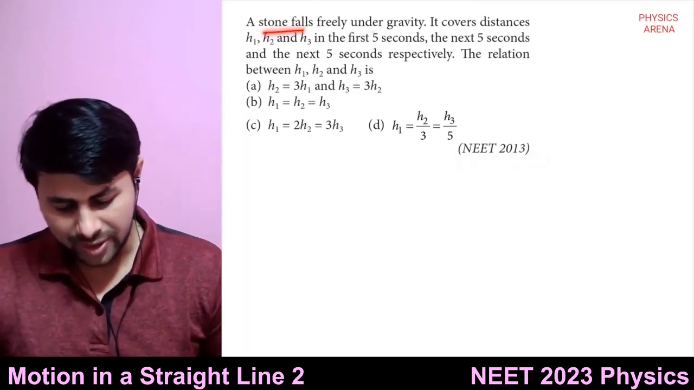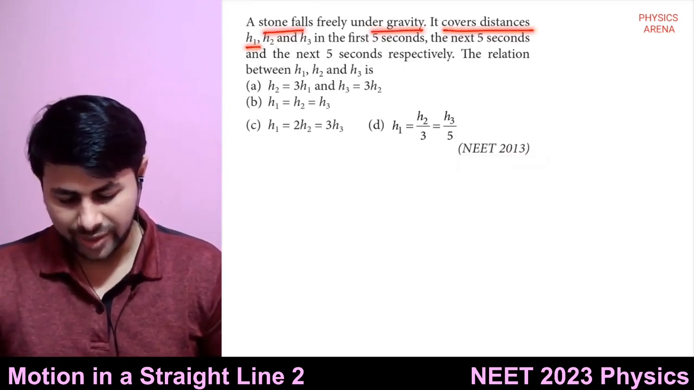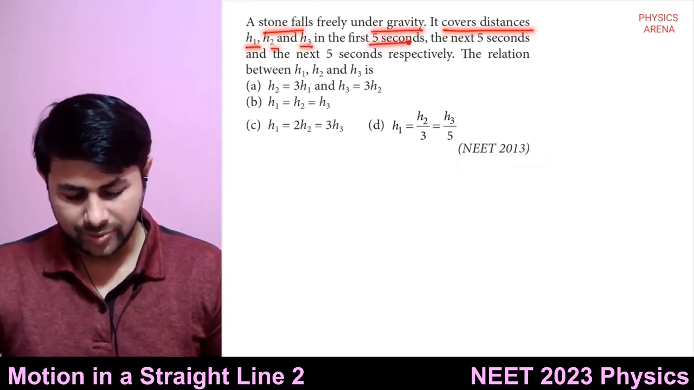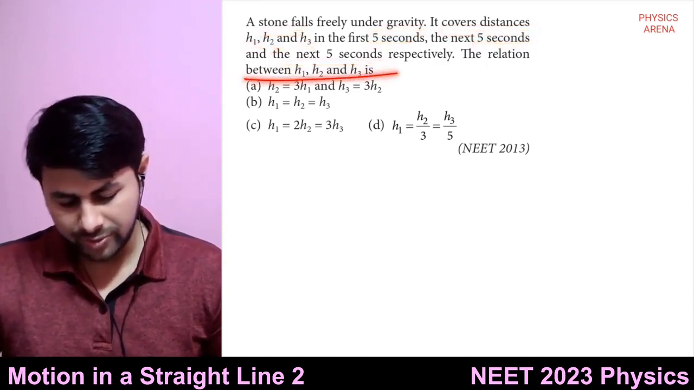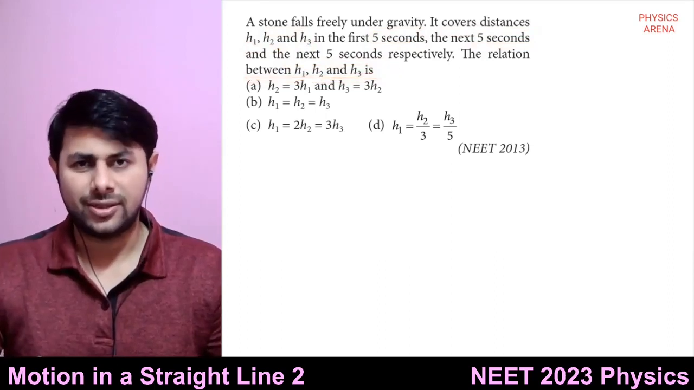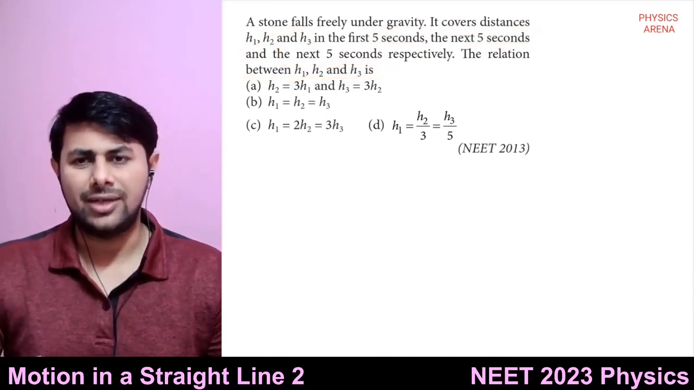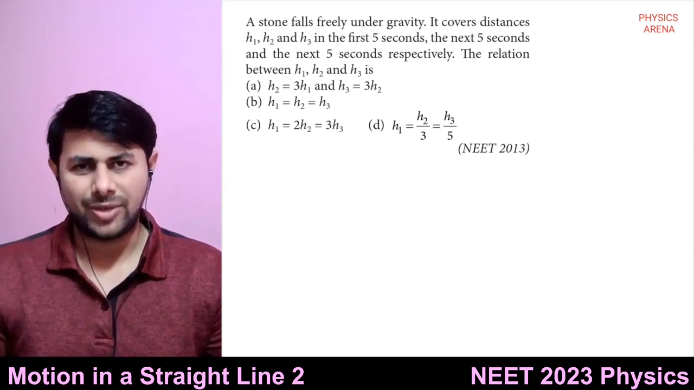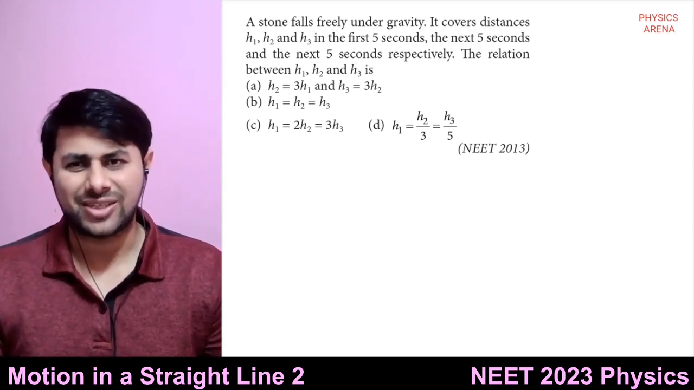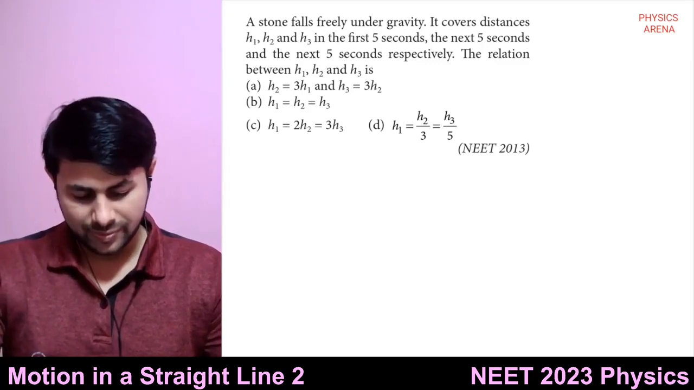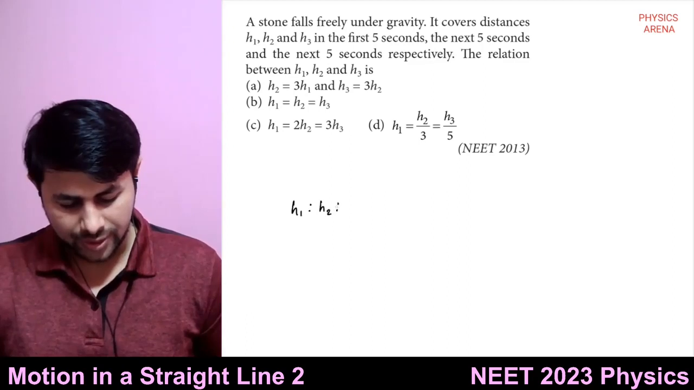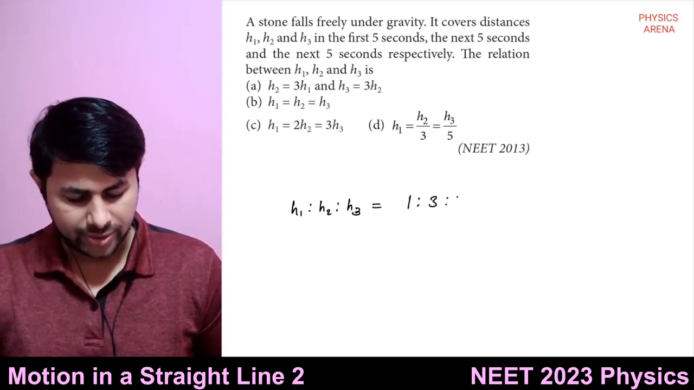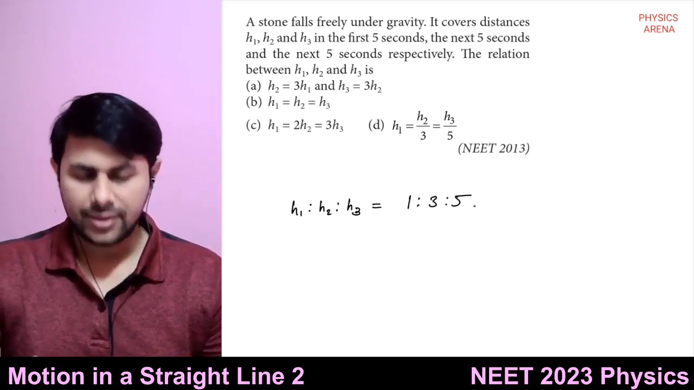A stone falls freely under gravity. It covers distances of h1, h2, h3 in the first 5 seconds, next 5 seconds, and next 5 seconds respectively. The relation between h1, h2, h3 is. So here we can apply Galileo's law of odd numbers. What will be the ratio? h1 is to h2 is to h3 is equal to 1 is to 3 is to 5. Right? This will be the ratio.